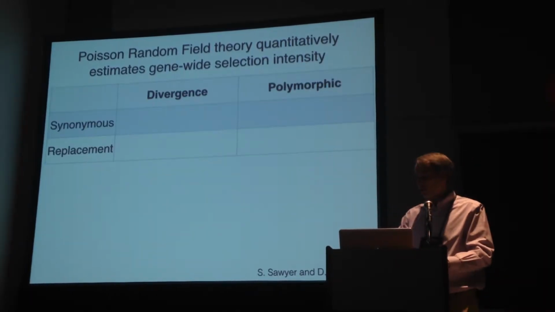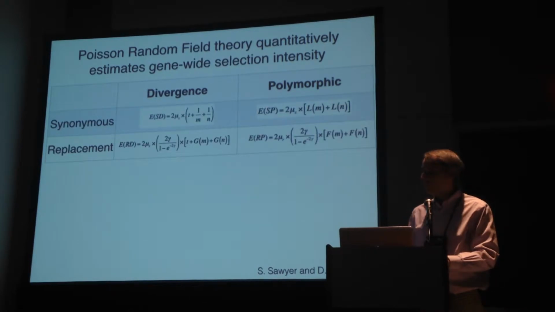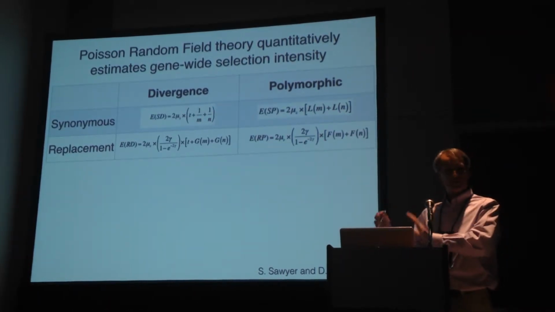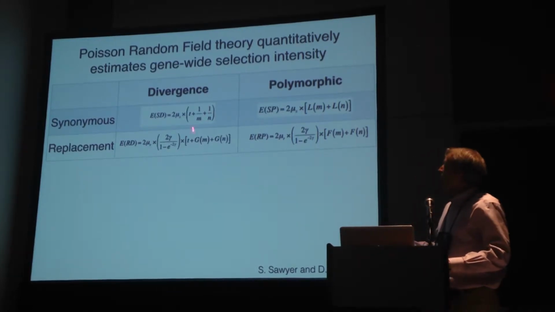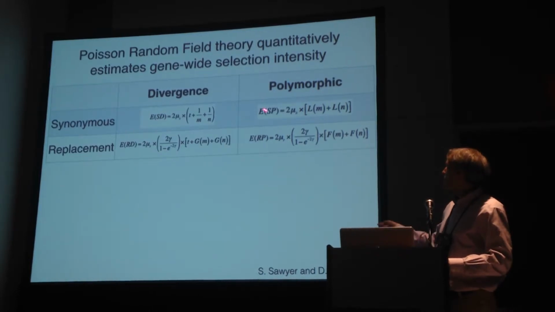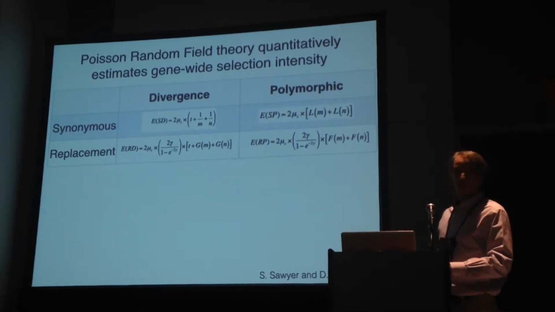What this really does is take those four boxes of the Poisson random field and, through a number of equations that involve a number of assumptions, which this method is subject to, it estimates what the expectation of synonymous divergence, replacement divergence, synonymous polymorphism, and replacement polymorphism would be.